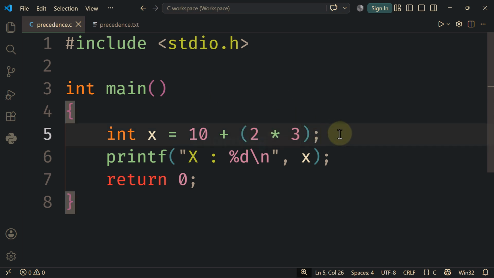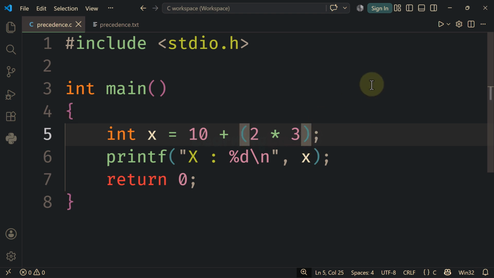So you can use parentheses whenever you find it necessary, and you should use it in order to simplify things and make the code more readable. Now this is about the operator precedence. The next question is, what is this associativity?